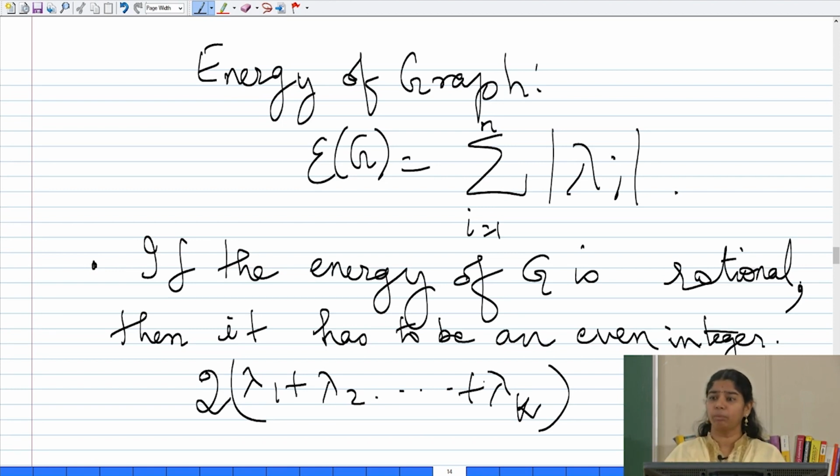but it says something more stronger. It is not only just rational, it has to be an integer. Even integer you can see because of this multiple of 2 factor, but the claim is that it has to be in fact an integer. It has to just do with some basic algebra.